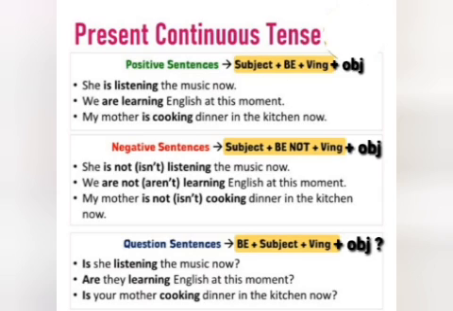Take for example the positive sentence as she is listening the music now. So she is the subject, is taken from the auxiliary verb, is, am, are में से. Listening is V1 plus ing, listen plus ing. The music now is your object. Negative form, she is not listening the music now. ठीक है. Question form, is she listening the music now?